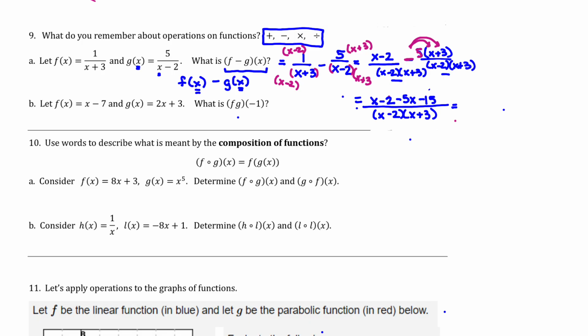And so if I'm going to put this together and simplify, really f of x minus g of x, which is the subtraction of those two functions, winds up being minus 4x minus 17 all over x minus 2 times x plus 3. Nothing factors out of the numerator, and therefore this rational expression is reduced as far as it can go, and you just stop right there. So this actually represents the difference of the functions f and g, or f minus g of x.